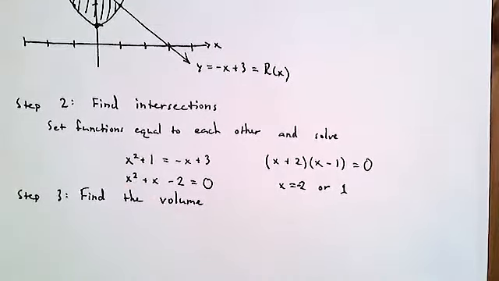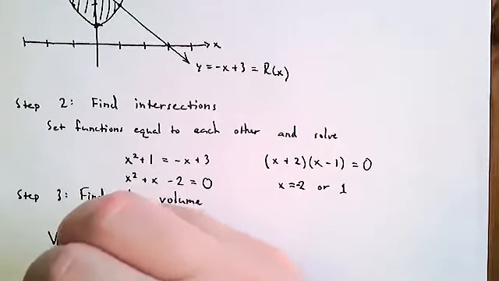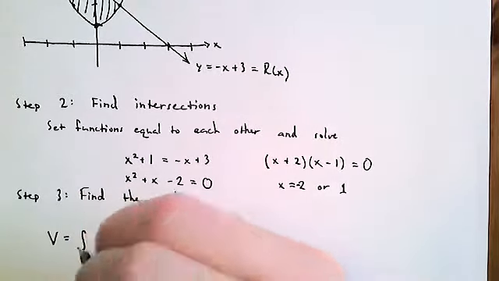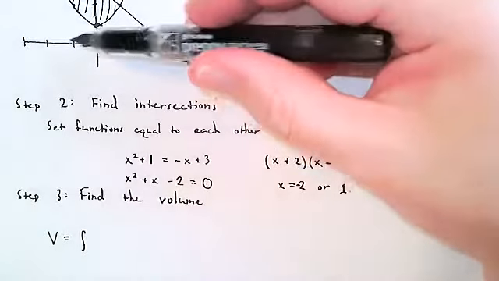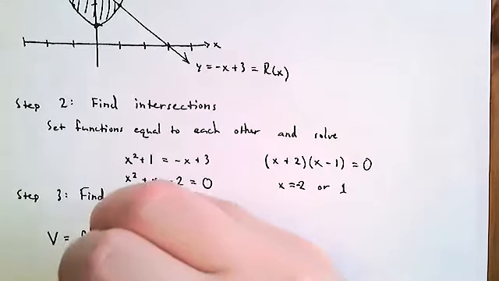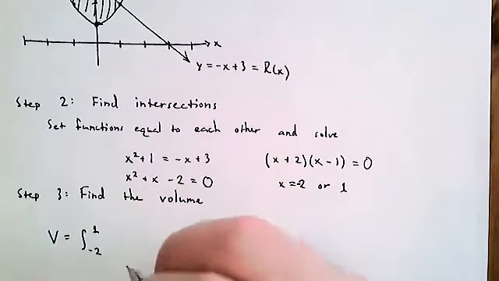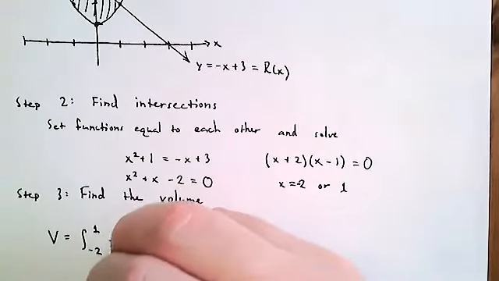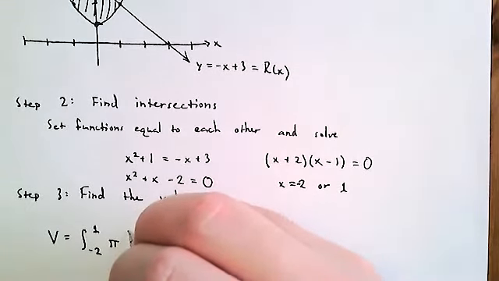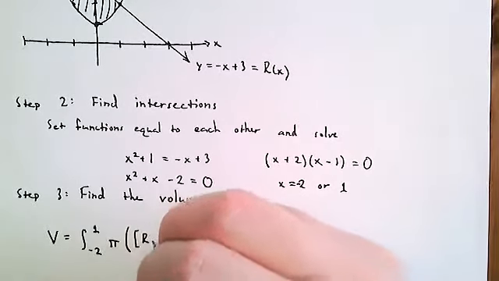Okay, so finally, we set up the integral. We know our limits of integration are minus 2 up to 1. And then we're going to use the formula that we just learned, the pi, and then capital R of x squared minus lowercase r of x squared.